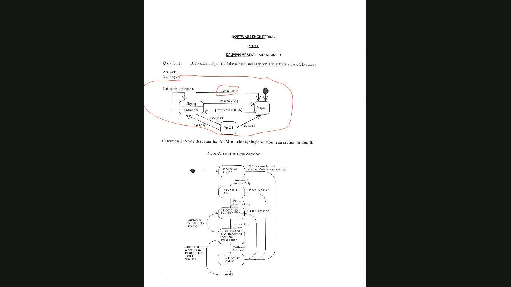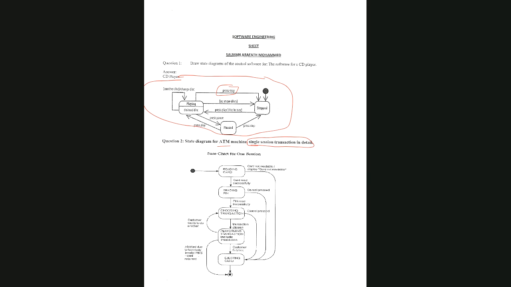I hope in operating systems also you have seen state transition diagrams, if you have taken this course. Otherwise, no problem. I will be discussing again. So let's take the second problem here. State transition diagram for an ATM machine. Now for the ATM machine, he's saying that you have to show a single session transaction in detail, not all transactions, only a single session transaction in detail.